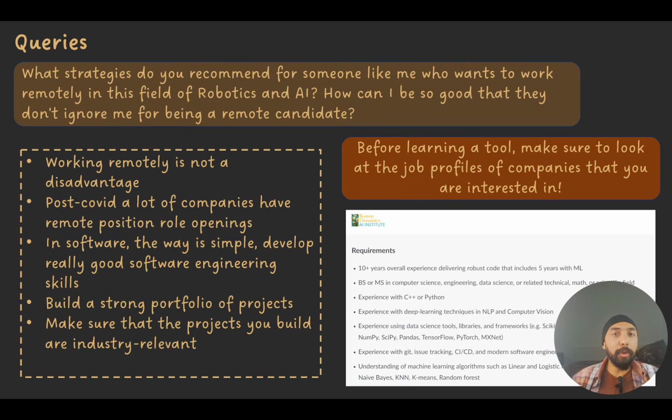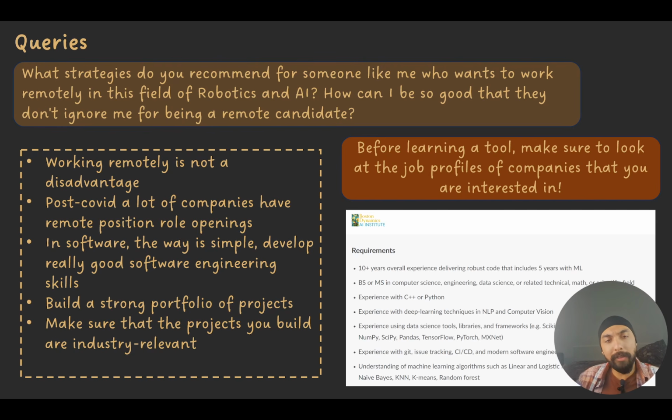What strategies do you recommend for someone like me who wants to work remotely in this field of robotics and AI? How can I be so good that they don't ignore me for being a remote candidate? Working remotely is not a disadvantage at all, and a lot of companies, as you know, have remote roles. Even bigger companies like Google and Meta allow remote working positions and allow you to work remotely.